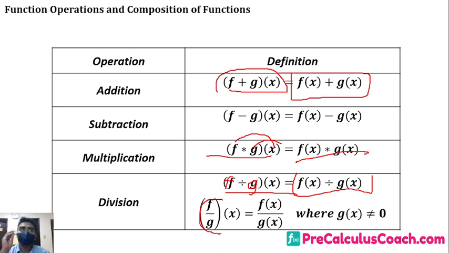Alright, so we're going to talk about that one in the later discussions, and I hope that you're going to watch that one. Alright, so before we deal with that one, let's try to deal with some examples of these functions.